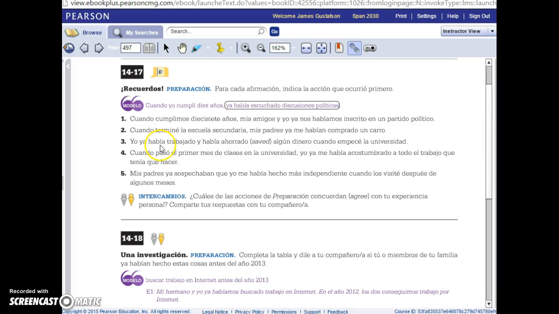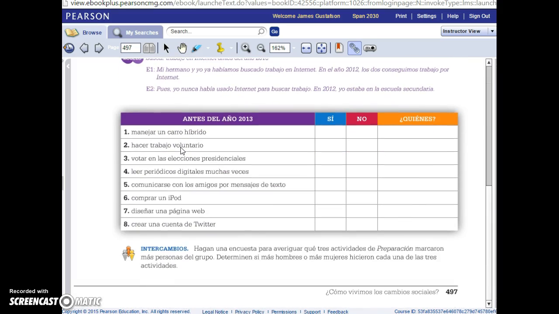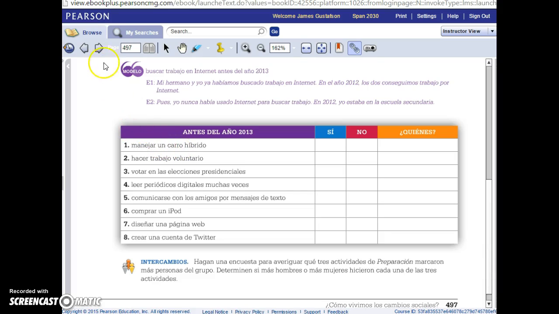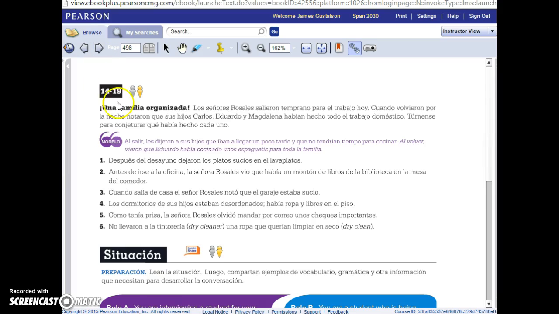But anyway, keep in mind that you need the two parts, the haber and the past participle, and that it's a past action before another past action. If you got those two things down, you really won't have any problem. And we have some more additional practice activities there.